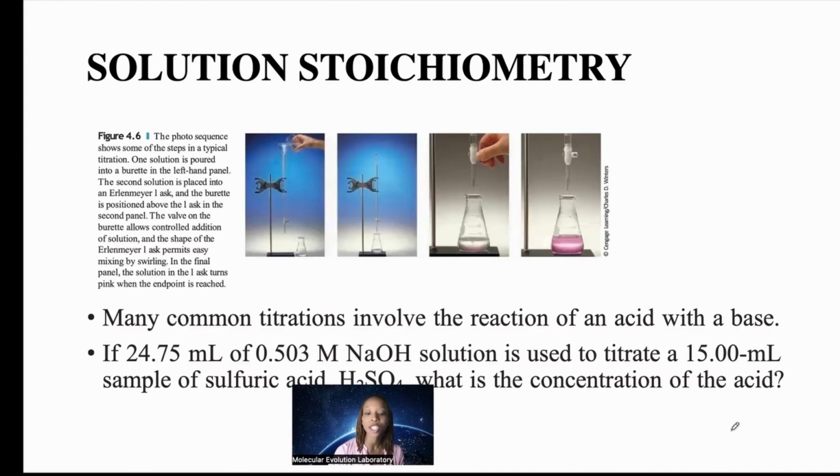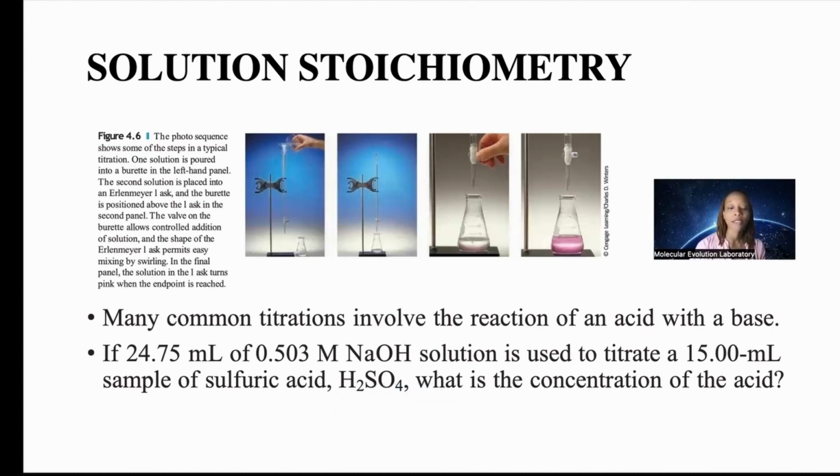Many common titrations involve the reaction of an acid with a base. If 24.75 mL of 0.503 molar sodium hydroxide solution is used to titrate a 15.0 mL sample of sulfuric acid, which is H2SO4, what is the concentration of the acid?